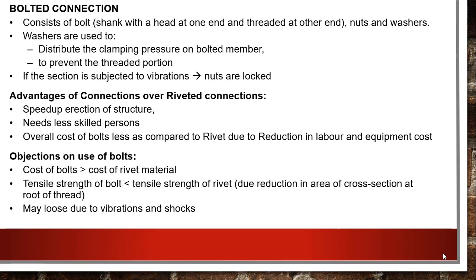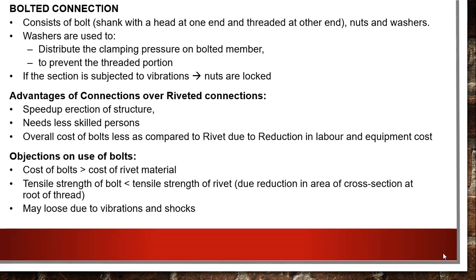Now, the main topic is the bolted connection. It consists of a bolt, that is a shank with a head at one end and threaded at the other end. Then the nuts and washers are there. Washers are generally used to distribute the clamping pressure on the bolted member to protect the threaded portion, and if the section is subjected to vibration, nuts are there to lock the portion.